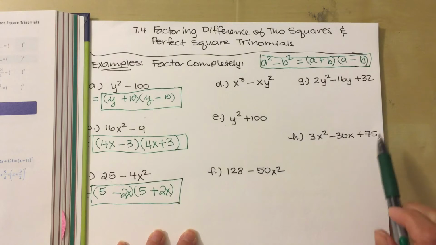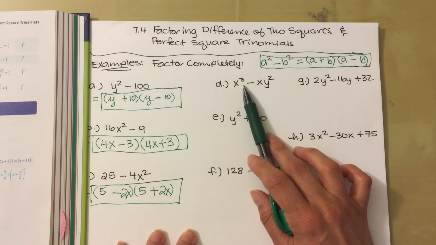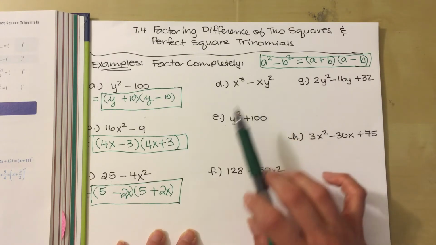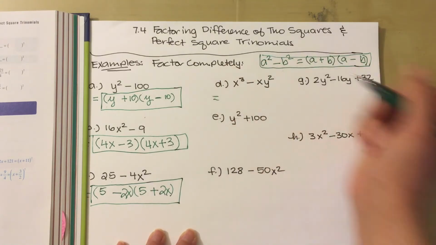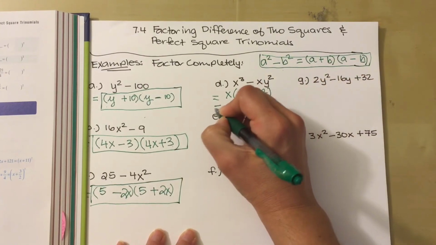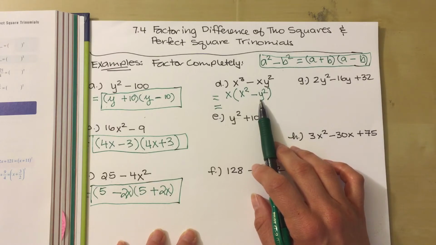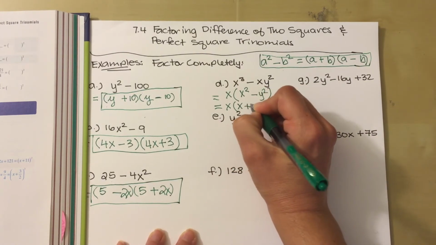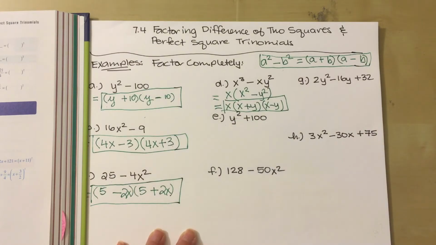Okay, example D is a little bit different. If you look at these two terms, the first one is to the third power, so it's not squared. This might not look like a difference of two squares, but it is, because notice that if you have a GCF, we need to factor that out. GCF is x. Once we factor out the GCF, x squared minus y squared is a difference of two squares, so we need to factor that. X plus y, x minus y. And that is completely factored.